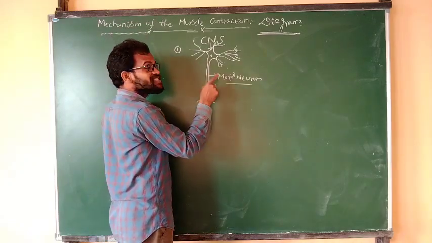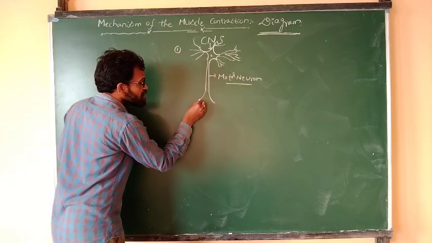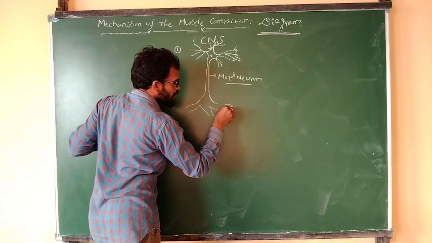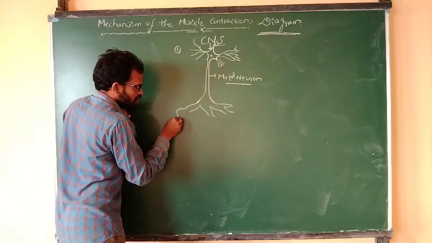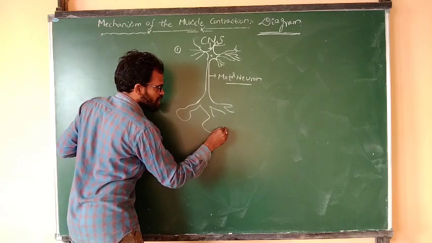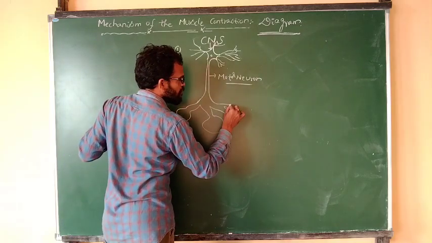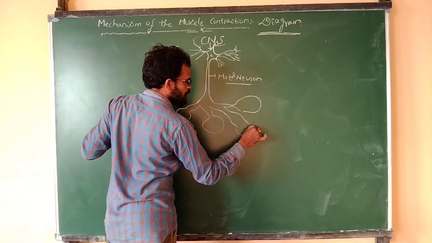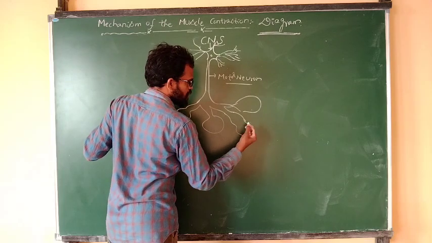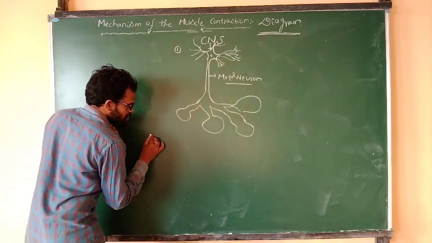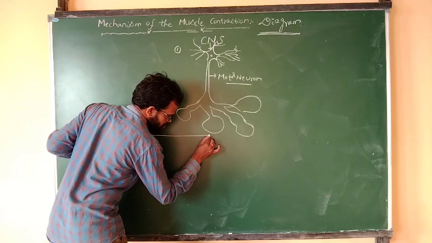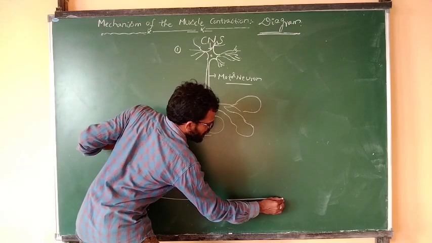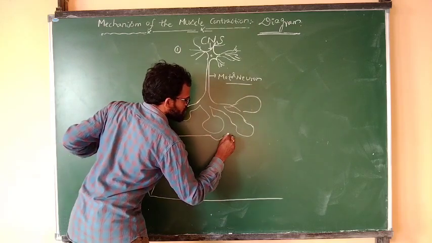These motor neurons send the message from the central nervous system to the muscle fibers. They will send the message from the central nervous system to the muscle fibers.